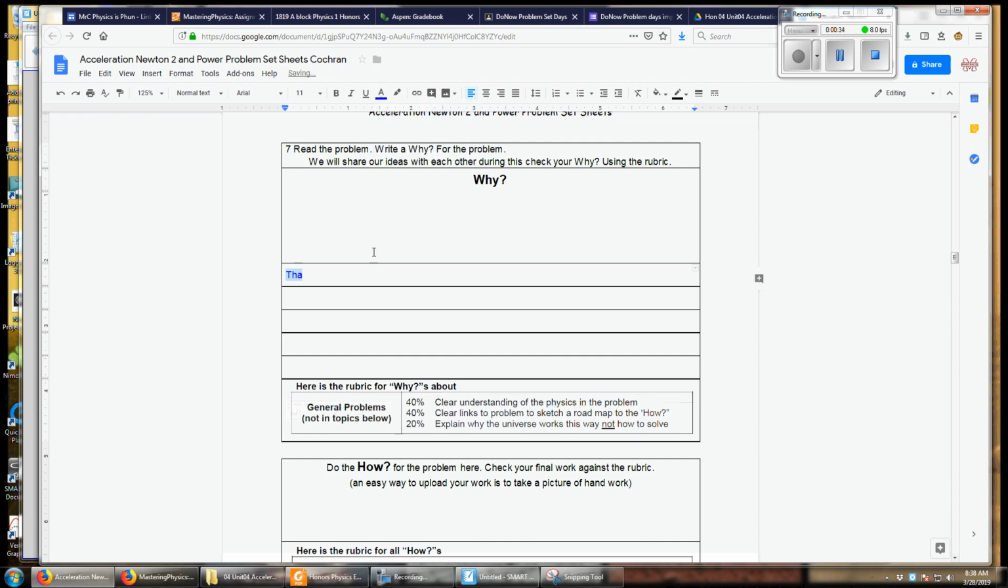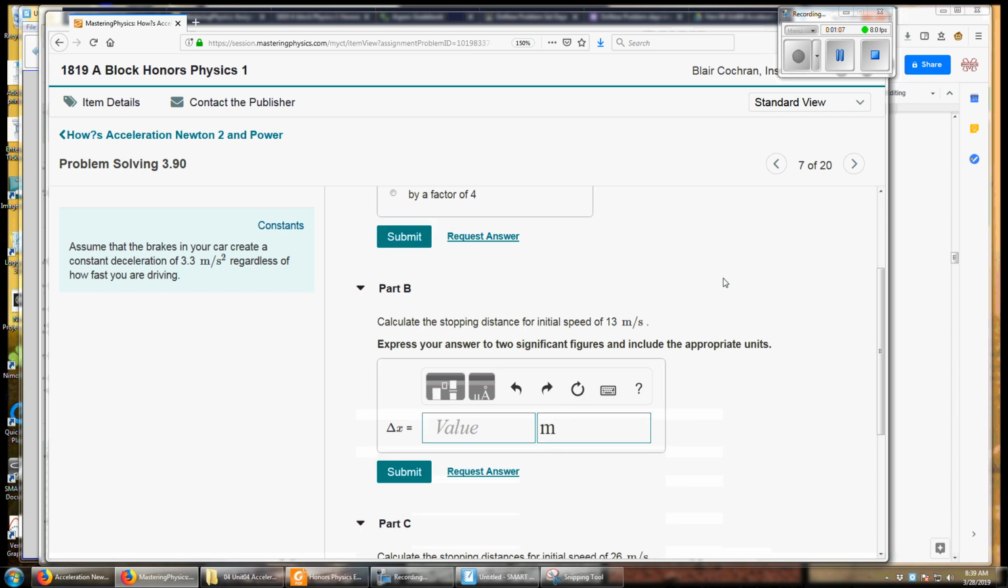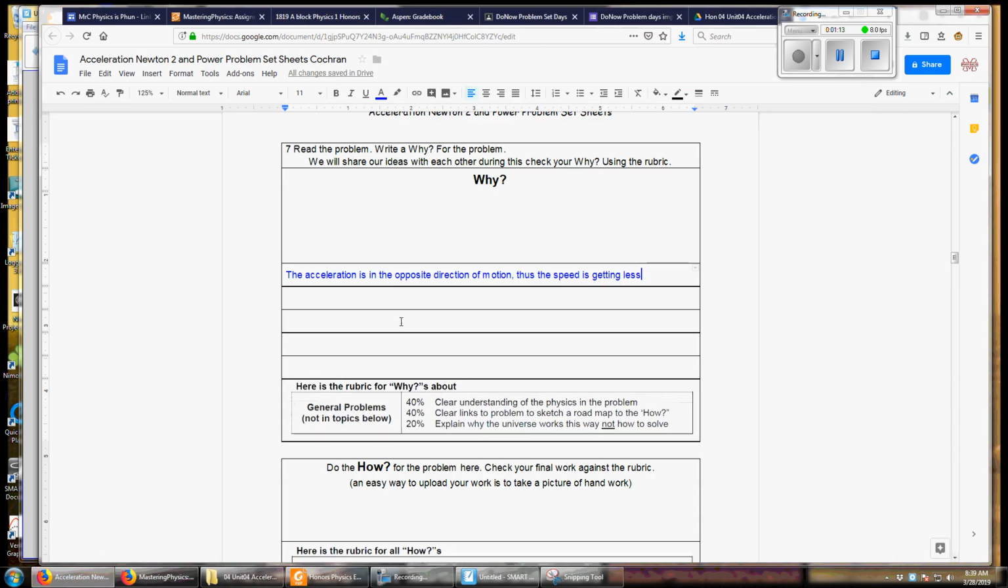Have a more interesting color. The acceleration is in the opposite direction of motion. Thus, the speed is getting less. And then they're asking about how does the speed relate to the distance. Yeah, that's what this problem's all about.